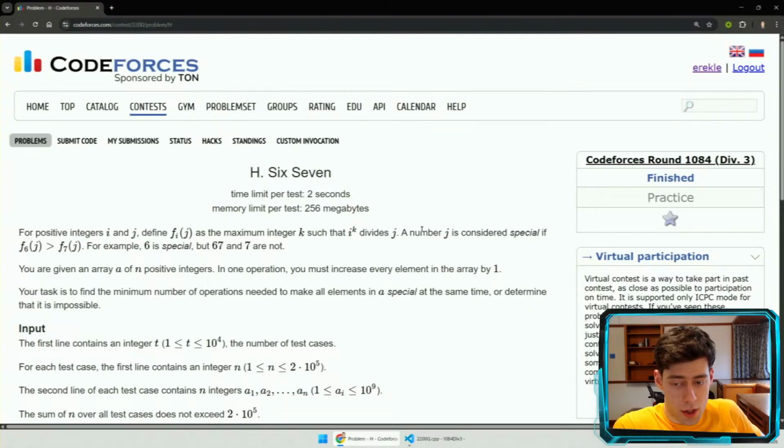Okay, a number j is considered special if f_6(j) is bigger than f_7(j). So 6 divides j more times than 7 does. So 6 is special, but 67, which is divisible by neither 6 nor 7, and 7, which is divisible by 7 but not 6, are not special. You're given an array A of positive integers. In one operation, you must increase every element in the array by 1. Your task is to find the minimum number of operations needed to make all elements special at the same time.